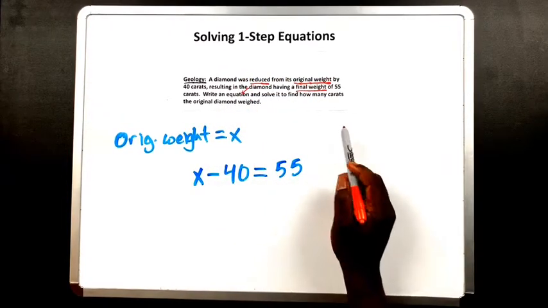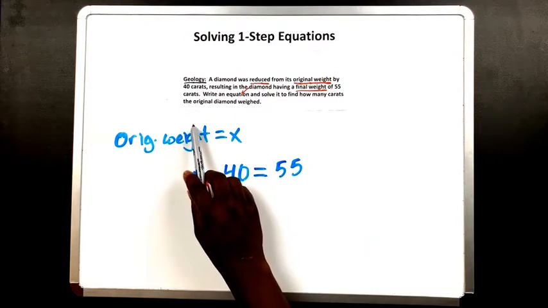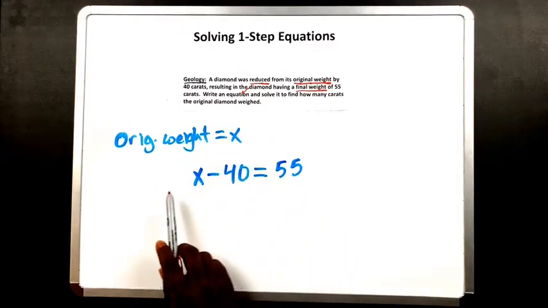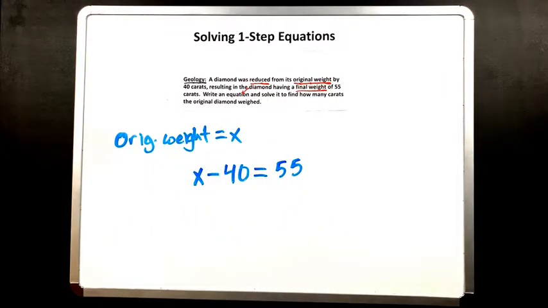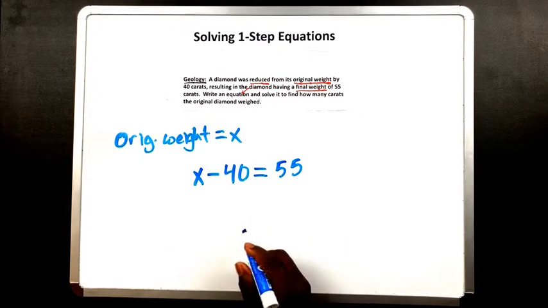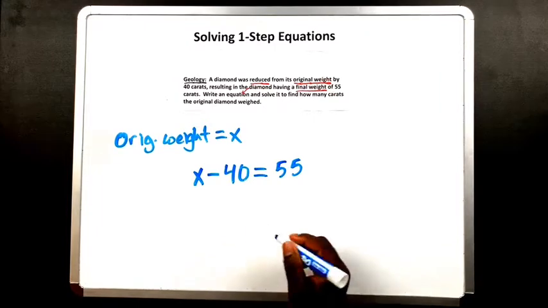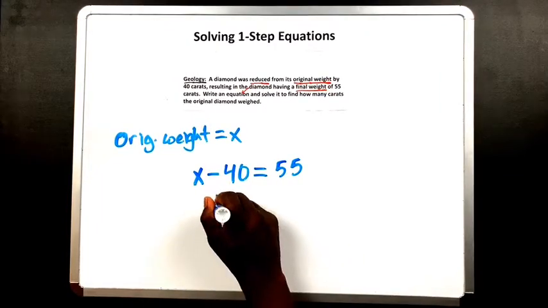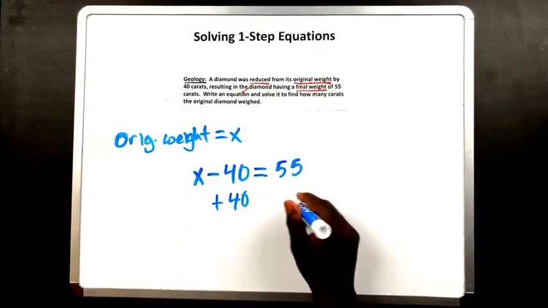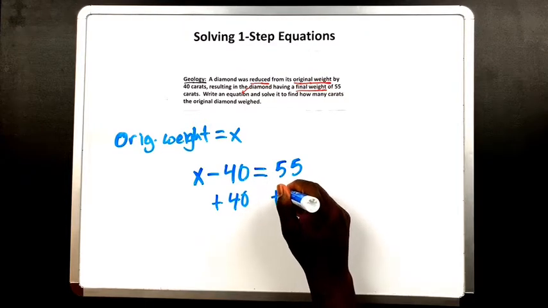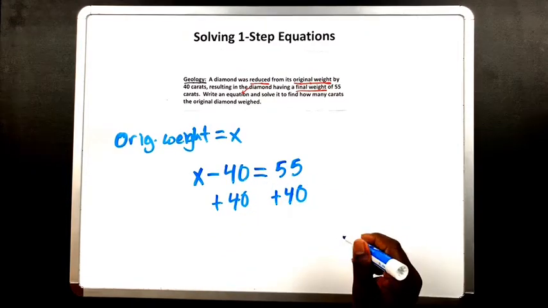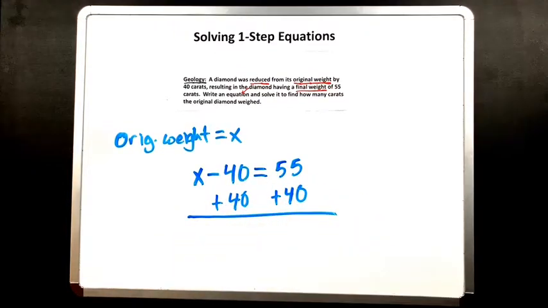Now solve it and find out how many carats the original diamond weighed. Or in other words, what was the original weight? So, solving for x, what's the opposite of subtracting 40? Add 40. And whatever you do to one side of the equation, you do to the other side of the equation. And then draw our line. Remember, we want to isolate x. We have to get rid of this 40.